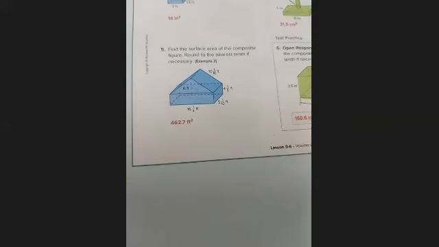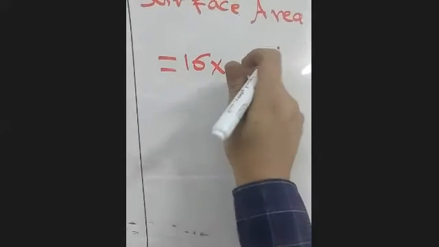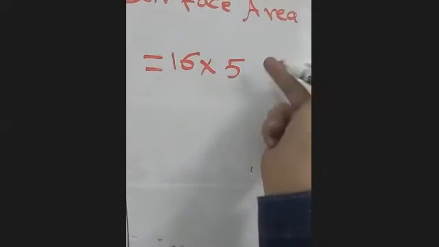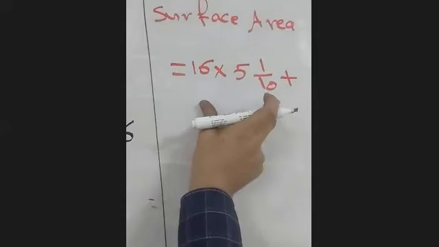What is its length? It's 16 and 1 over 4. What's its width? 5 and 1 over 10. Good. So let's start from the floor, guys. We are calculating the floor. So it is 16 and 1 over 4 multiplied by 5 and 1 over 10. So this is for the floor.